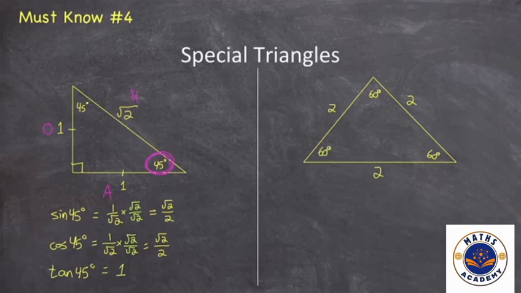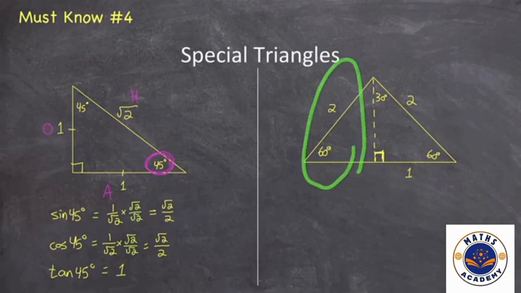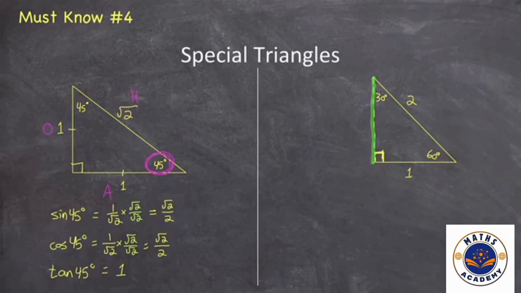If I cut this equilateral triangle in half, that 60-degree angle at the top gets bisected into two 30-degree angles, and the side at the bottom also gets bisected, so this length is 1. Now, I don't actually need the left half of this triangle, so I'm going to erase it, and then I could use the Pythagorean theorem to solve for that side, and I would find its length is equal to the square root of 3. And now I notice there are two angles in here that I could find the exact values of their sine, cos, and tan ratios.